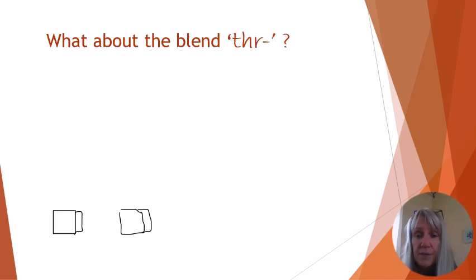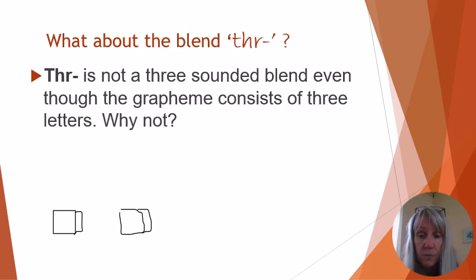You will also see this blend of THR in the front at the beginning as a beginning consonant wall. THR, as in throw, or throat, or three. THR is not a three-sounded blend. It is a two-sounded blend, even though the graphing consists of three letters. We are only hearing two sounds.